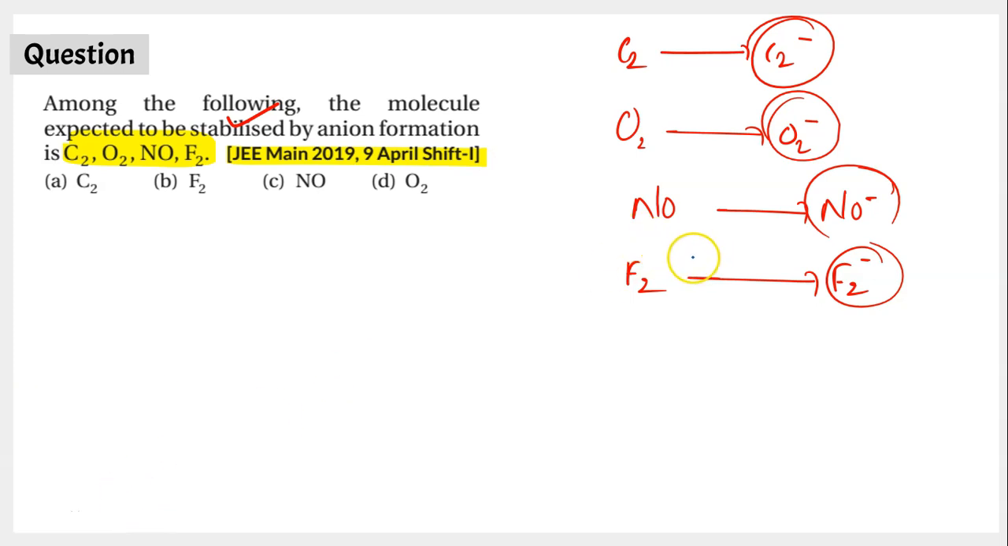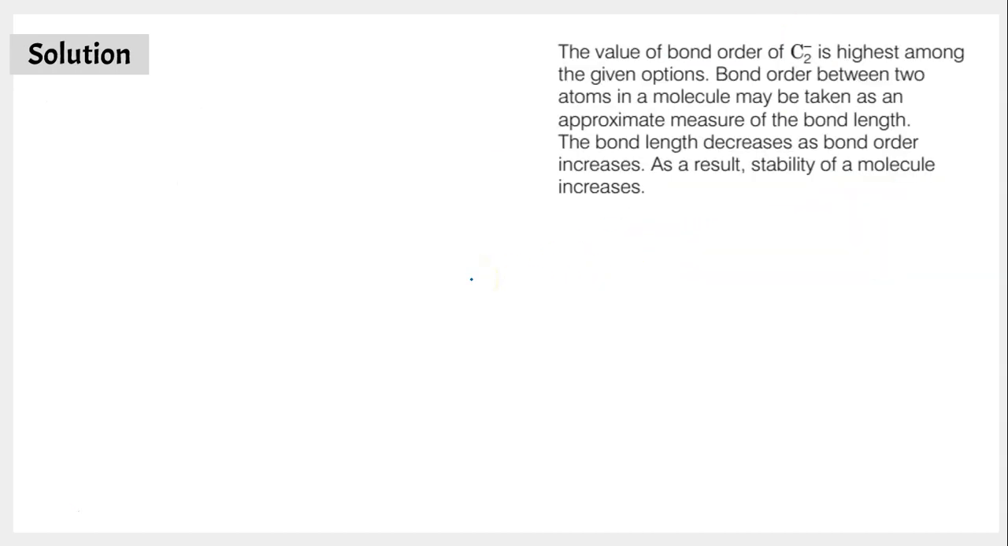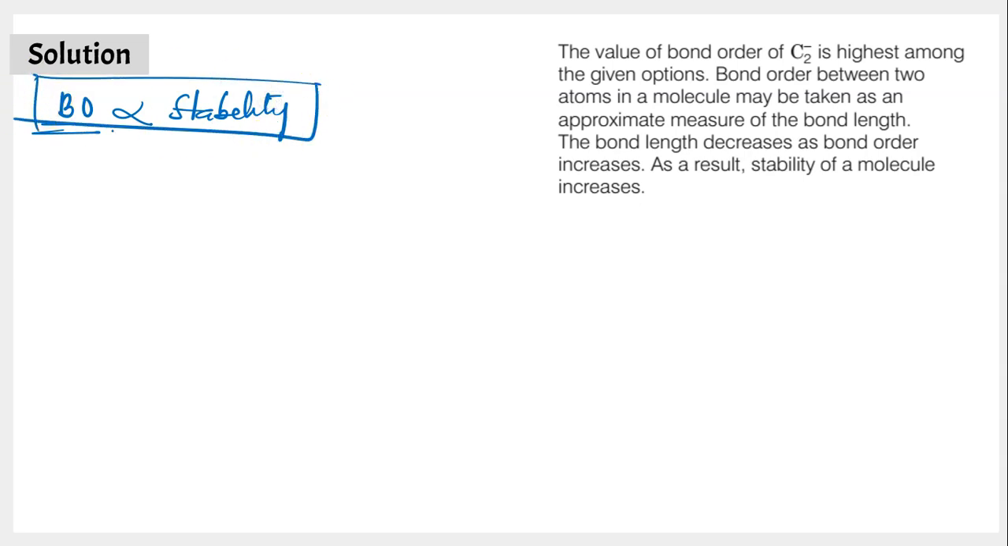There are multiple ways of solving this. In fact, you can observe the stability by observing the electronic configurations also, but that might be a little lengthy process. So let us compare stability on the basis of bond order. Bond order and stability are directly proportional to each other. If the bond order of a molecule is higher, that molecule also will be more stable. So if bond order increases, stability increases. If bond order decreases, stability decreases.